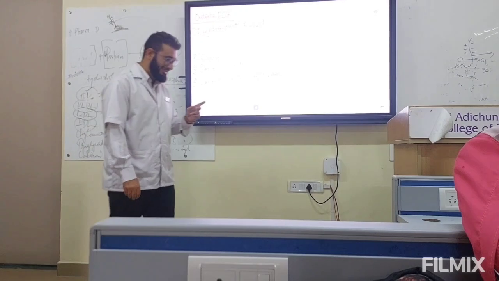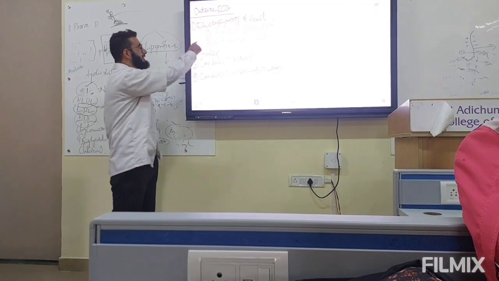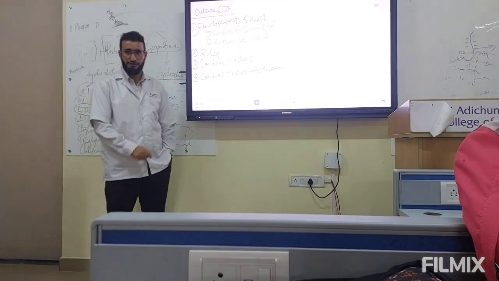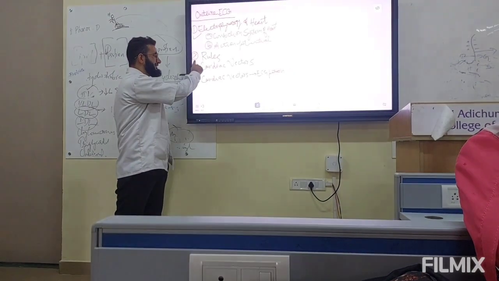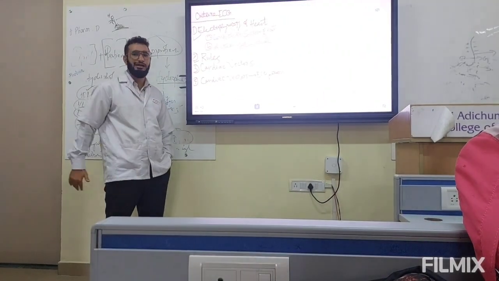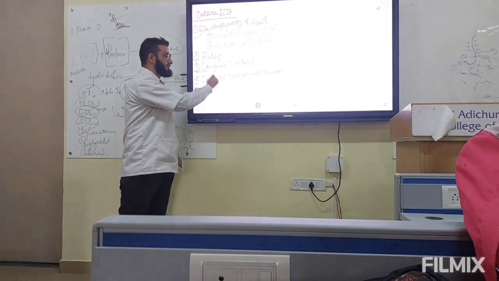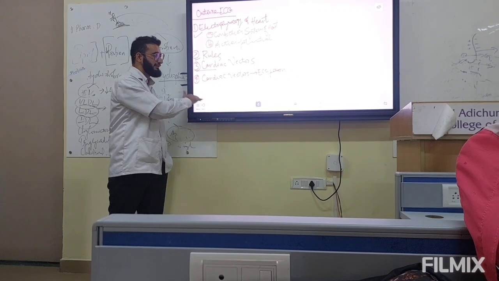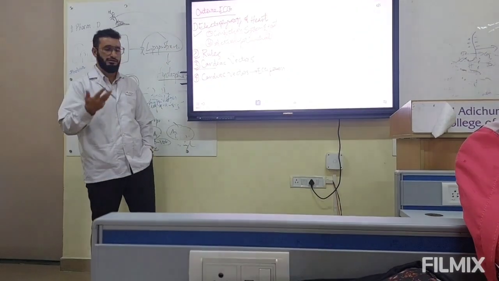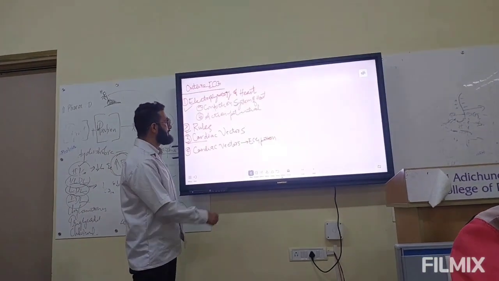So in order to understand the ECG, I have formulated the outline. First we will discuss the electrophysiology of the heart. Secondly, there are some rules which are very critical to understand the ECG that we will discuss. And thirdly, cardiac vectors, and how these cardiac vectors are generated in the heart and how they translate into the ECG pattern. So first is the electrophysiology of the heart.